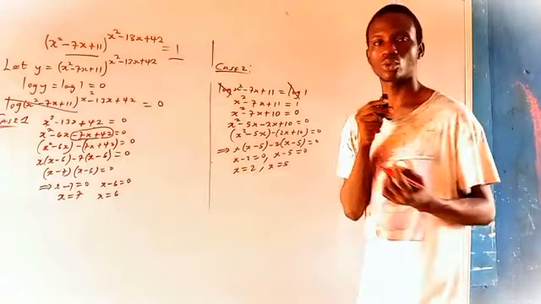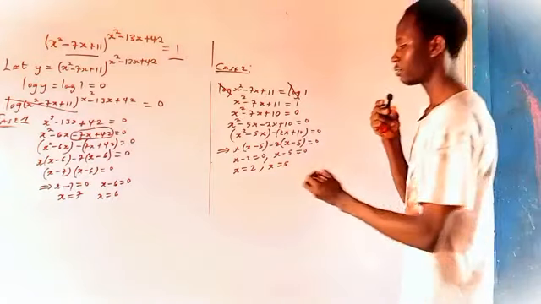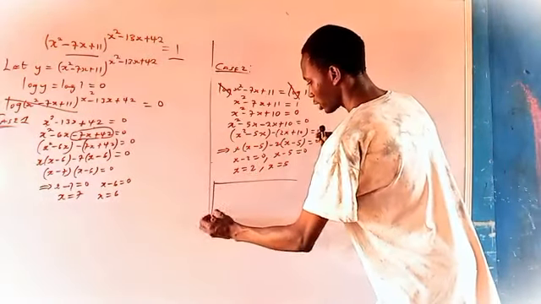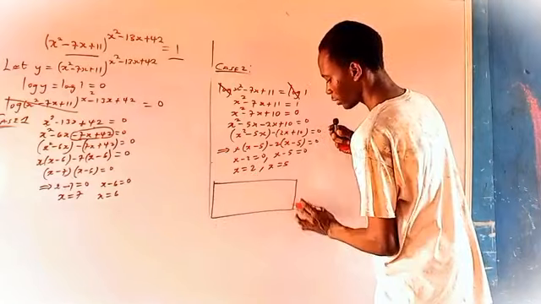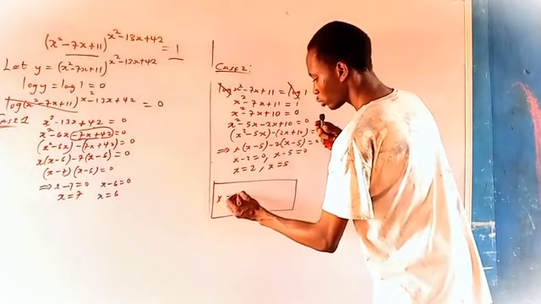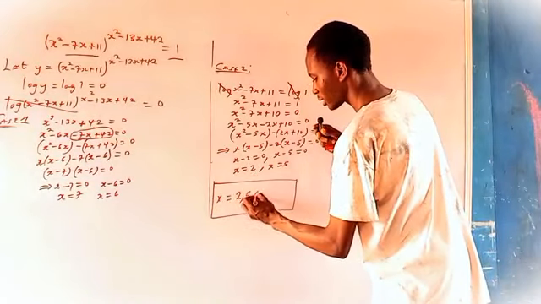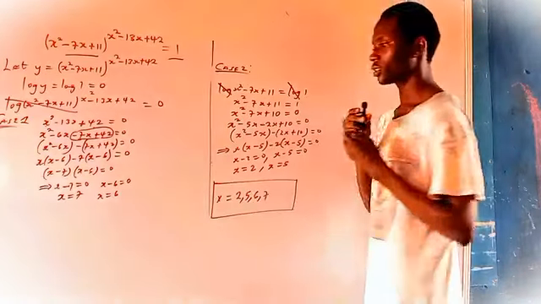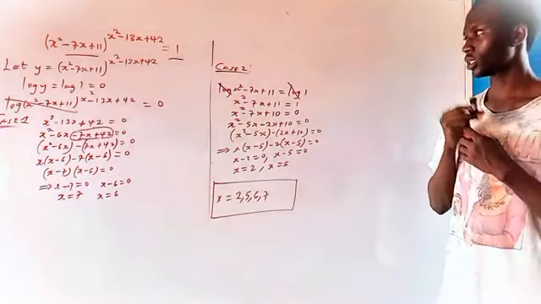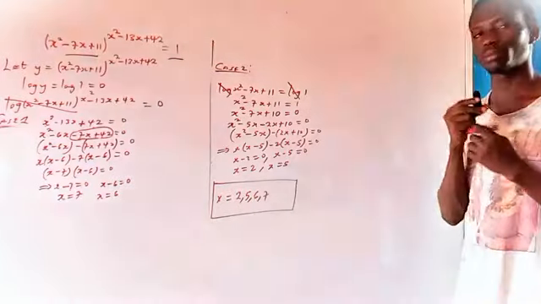Now we're having 4 solutions to this problem. The value of x now equals 2, 5, 6, 7. So these are the solutions to this problem.